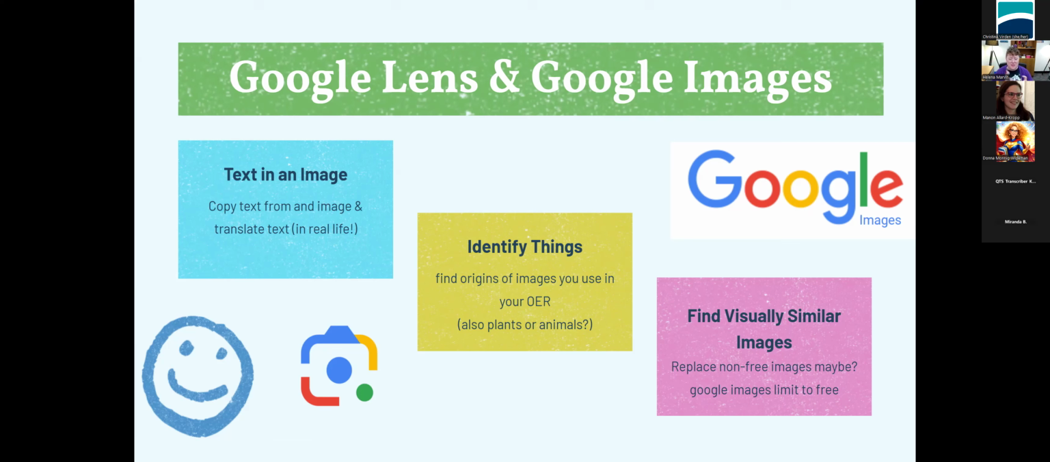I've heard people use the app for plants and animals, but finding the origins of images in an OER can actually be pretty helpful so you can do a better job of giving the attribution that's required or making sure you're using a free image. So Google Images will let you find visually similar images, and maybe you can find the free one that you need to replace something that is copyright protected.